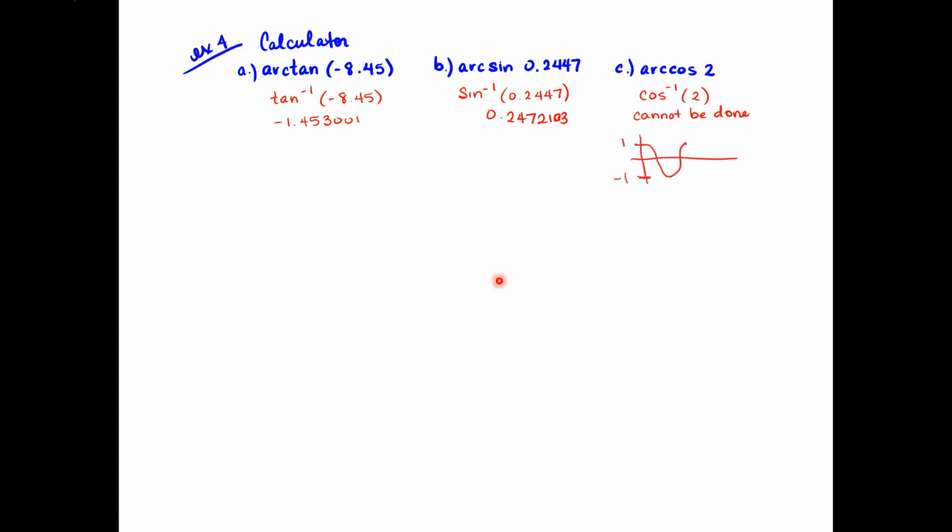Think about your cosine curve. Your cosine curve goes up to 1 and down to negative 1 unless it's had an amplitude change, and this is just plain cosine. It hasn't had an amplitude change. So when they're asking me where is cosine equal to 2, nowhere. And so that's why my calculator is giving me an error message. It can't be done.